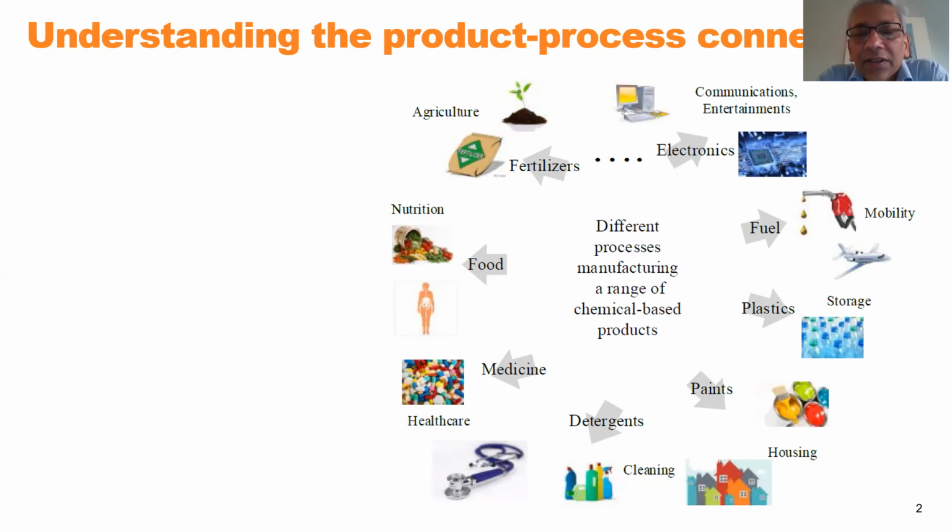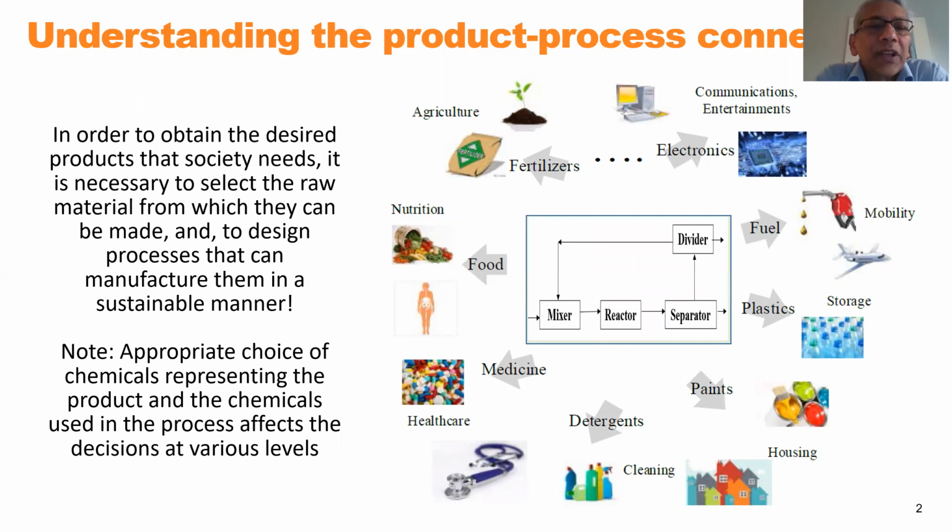What you can see is that there is a lot of chemicals-based products that are needed by modern society, and these are produced from different manufacturing processes. In order to obtain the desired products that society needs, it is necessary to select the raw material from which they can be made and to design processes that can manufacture them in a sustainable manner. What this means is that appropriate choice of chemicals representing the product and chemicals that are used in the process affects decisions at various levels. In this presentation, I will highlight some of these and how they affect the product and process design.